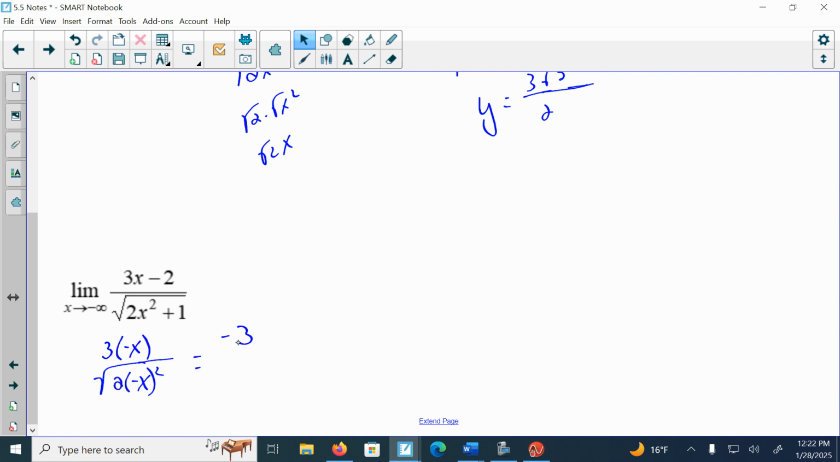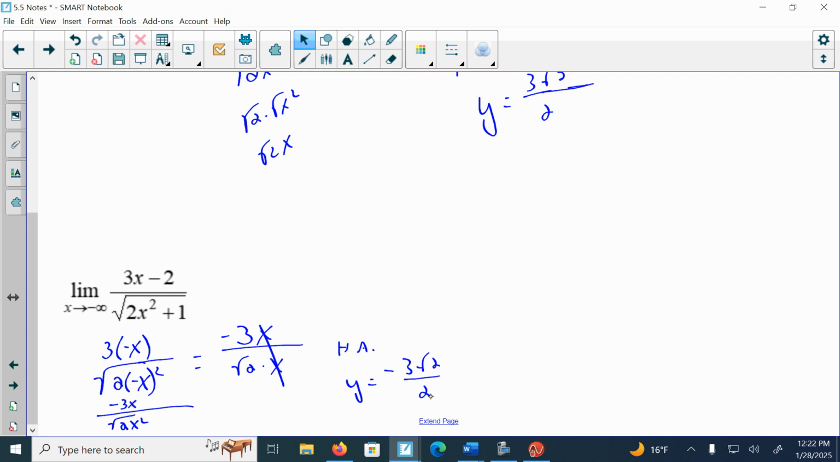So this would be negative 3x. And this would be the square root of 2 times x squared, because a negative number squared is a positive. So this will become the square root of 2 times x. And now the horizontal asymptote is going to be y is equal to negative 3 square root of 2 over 2.